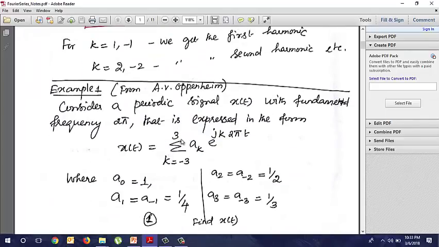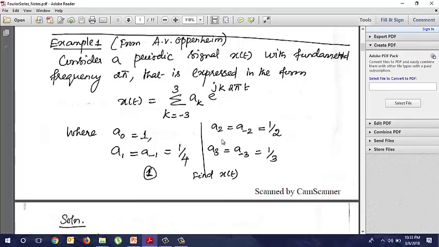Now this first problem is from your textbook. This is very simple. All these problems are very simple. Now what is given? Consider a periodic signal x of t with the fundamental frequency omega naught equal to 2 pi, expressed in the form x of t is equal to summation k is equal to minus 3 to plus 3 ak into e power j k 2 pi t.